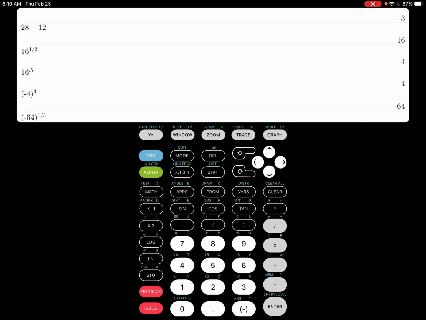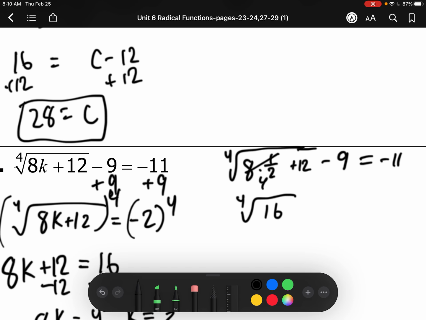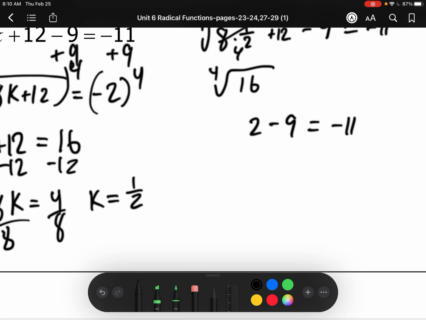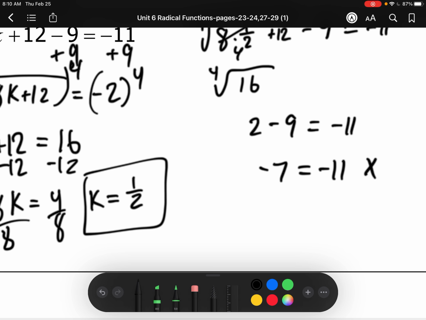So we're going to do the 4th root of 16. Math, 5 changes to 4. 4th root of 16 is equal to 2. So then I get 2 minus 9 is equal to negative 11. And 2 minus 9 is negative 7, which is not equal to negative 11. This does not check out. So k equal to 1/2 is not a solution.